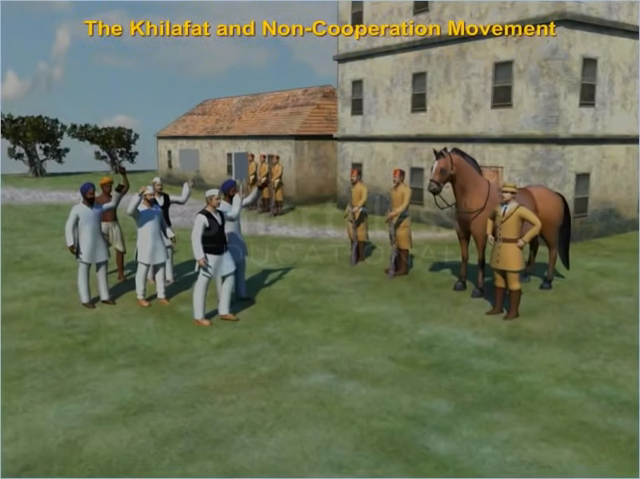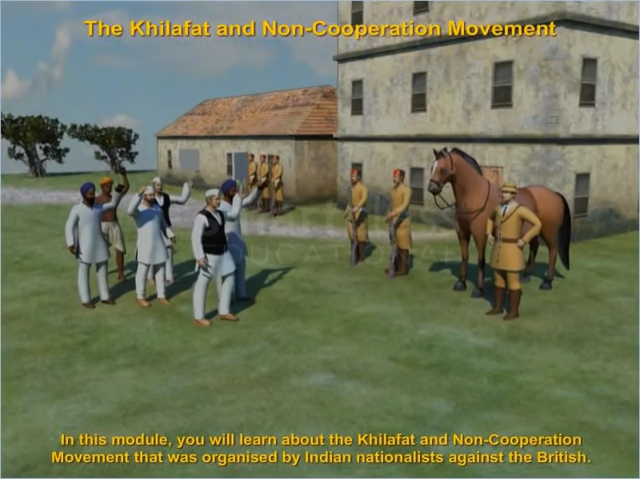The Khilafat and Non-cooperation movement. In this module, you learn about the Khilafat and Non-cooperation movement that was organized by Indian nationalists against the British.